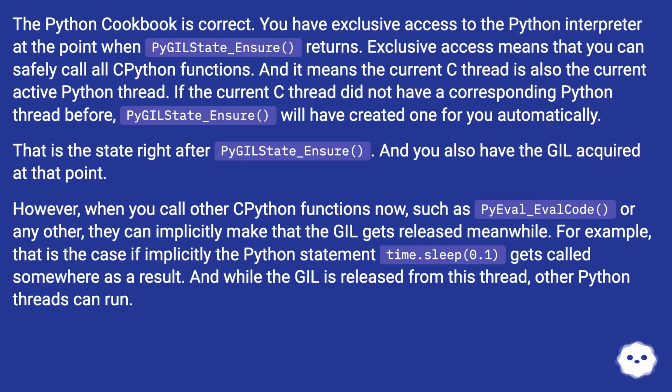However, when you call other Python functions now, such as PyEval_EvalCode or any other, they can implicitly cause the GIL to be released meanwhile. For example, that is the case if implicitly the Python statement time.sleep(0.1) gets called somewhere as a result. And while the GIL is released from this thread, other Python threads can run.